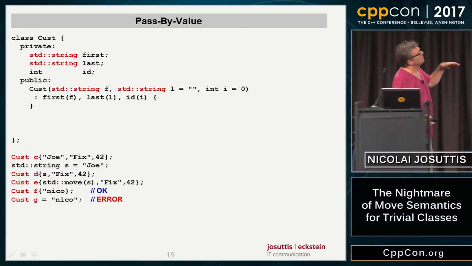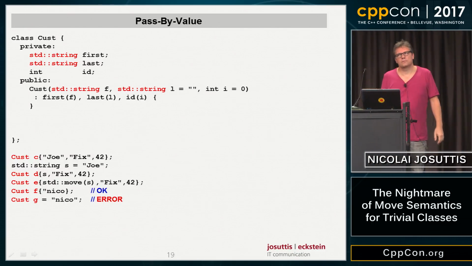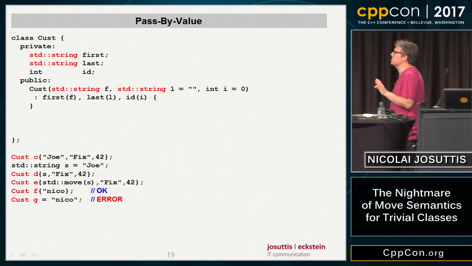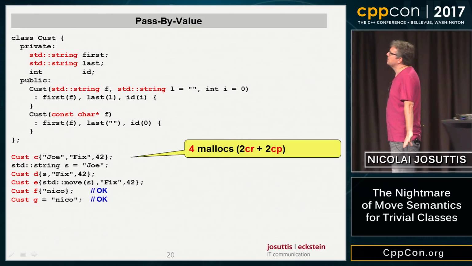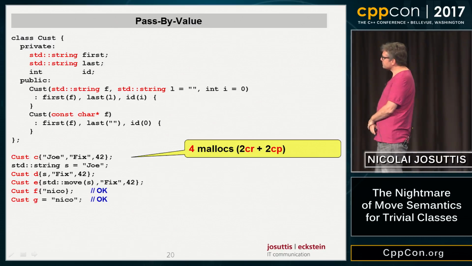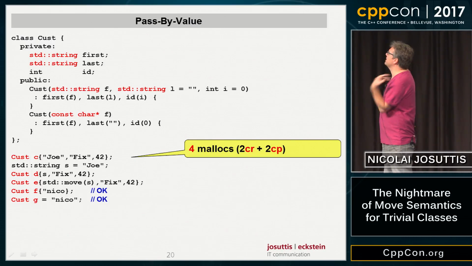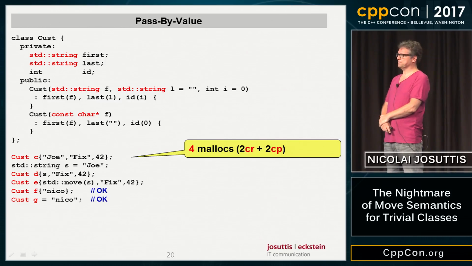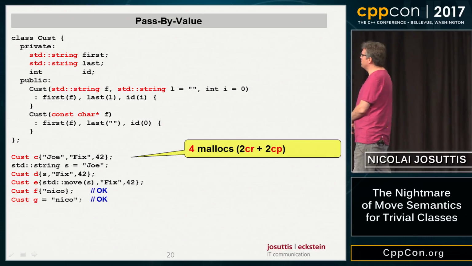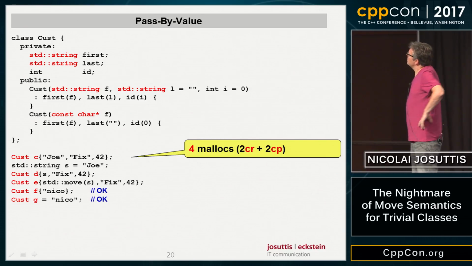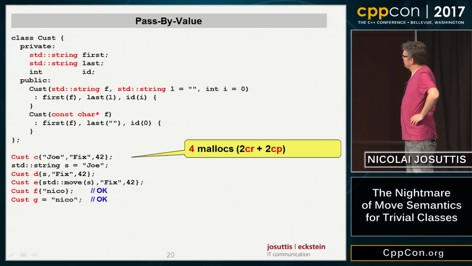Well, first of all, we still have the problem with the 2 user-defined conversions, so let's make it correct. Let's add this additional single constructor taking a const character star. Now let's count and see what happens. First constructor has 4 mallocs. That's not good, but it works.